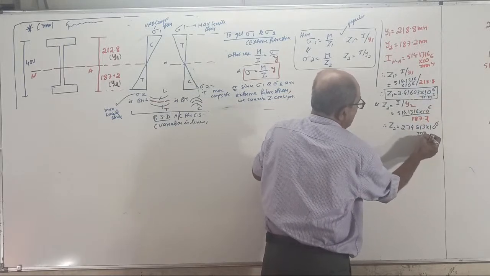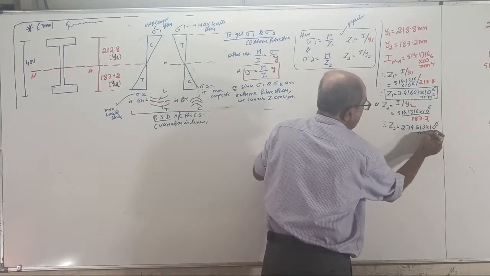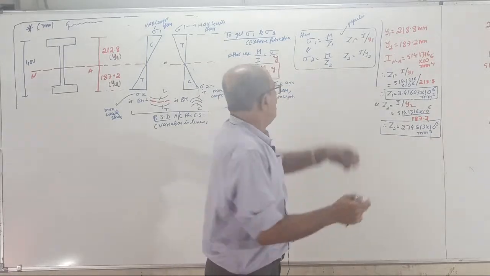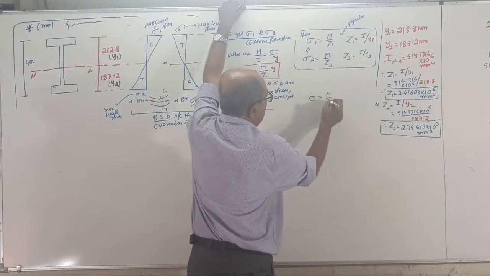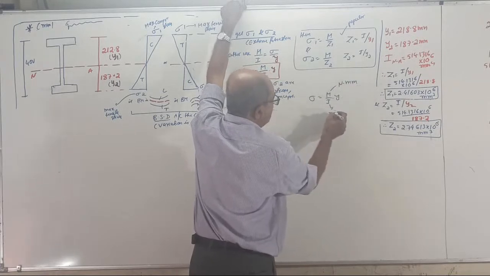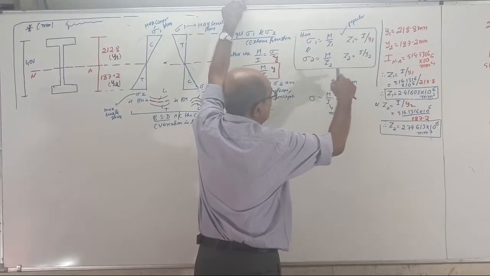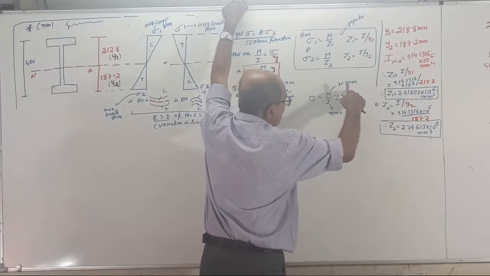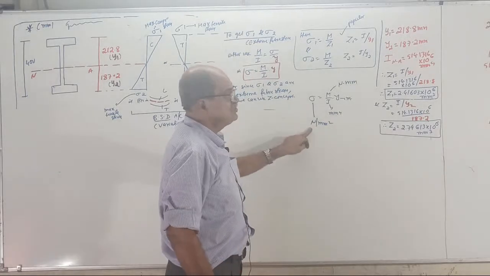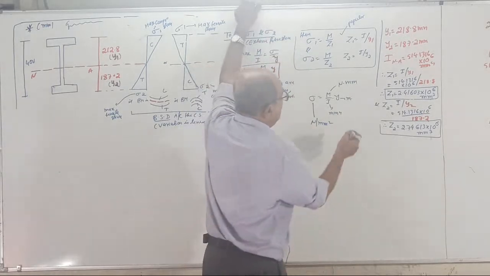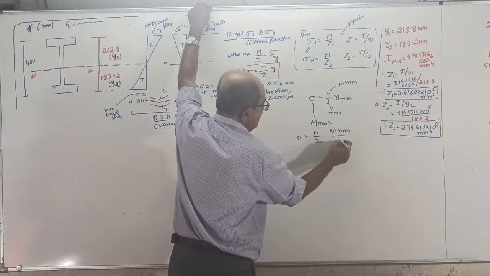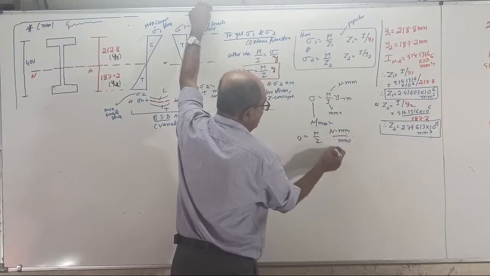Remember, moment of inertia is millimeter power 4, Z is millimeter cube. Y is linear, power 3; I is linear, power 4. When you put sigma equal to M by I into Y, M is, for example, Newton millimeter, I is millimeter power 4, Y is millimeter, so stress will come in Newton per mm square, or force per distance square, any unit. Or if I use stress equal to M by Z, then M is Newton millimeter and Z is millimeter cube, therefore it will again come in Newton per mm square.